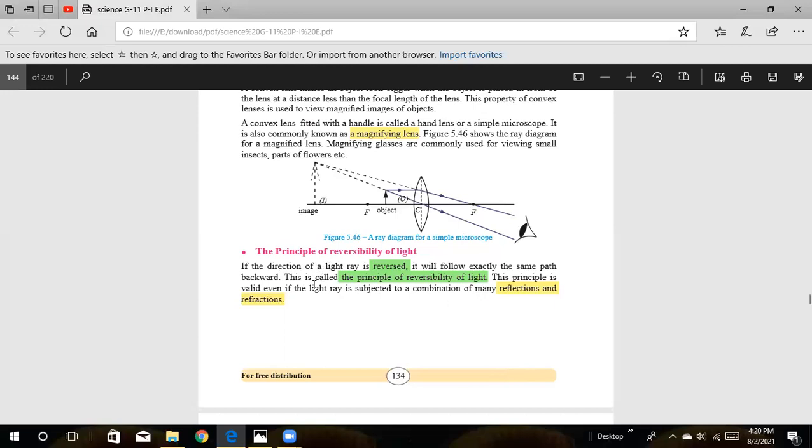What is the method here? A combination of many reflections and refractions. Reflections are made by two plane mirrors, and refraction is made by the prism and the convex lens. Right.